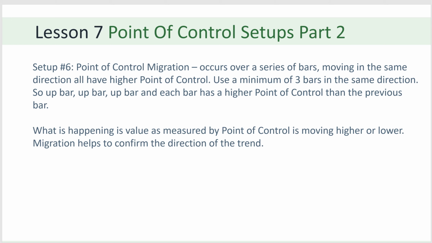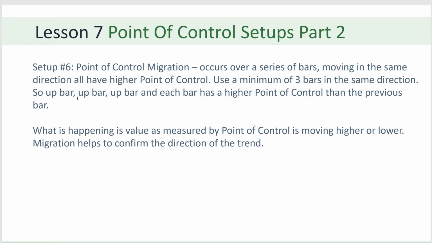Now, what you want to see in point of control migration occurs over a series of bars moving in the same direction. All have higher point of control. Use a minimum of 3 bars in the same direction. Up bar, up bar, up bar. Each bar has a higher point of control than the previous bar. I don't want to say it's a 4-bar setup because the first bar should technically be a down bar, but really that should be obvious. Basically, you're looking for higher point of controls.